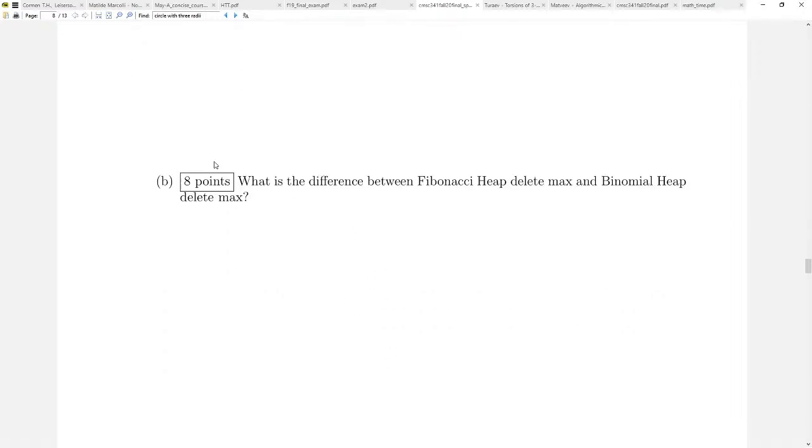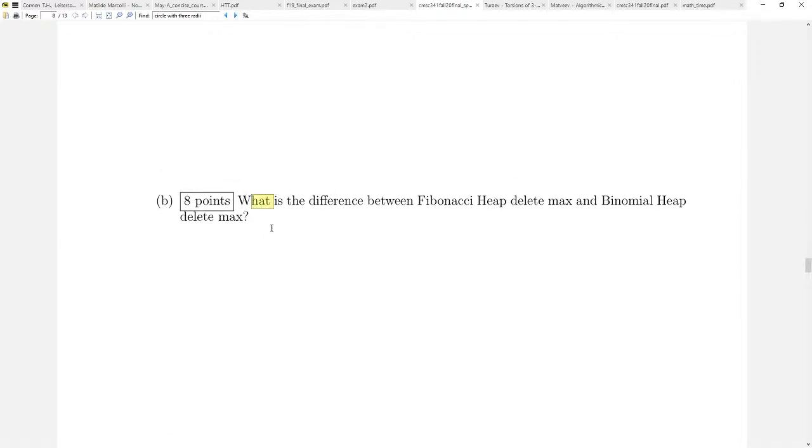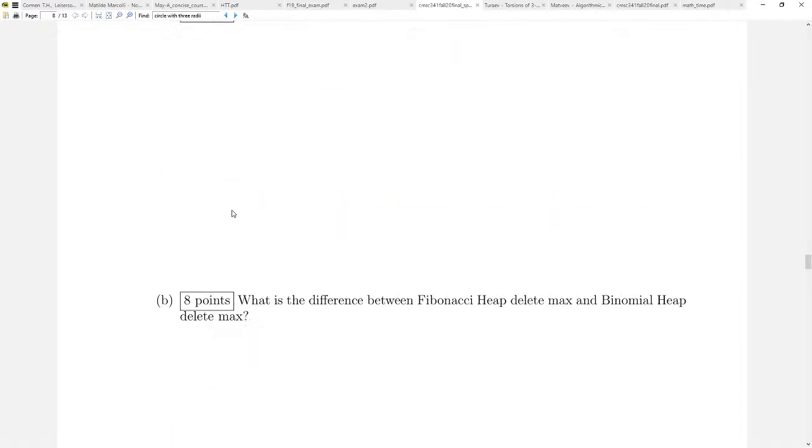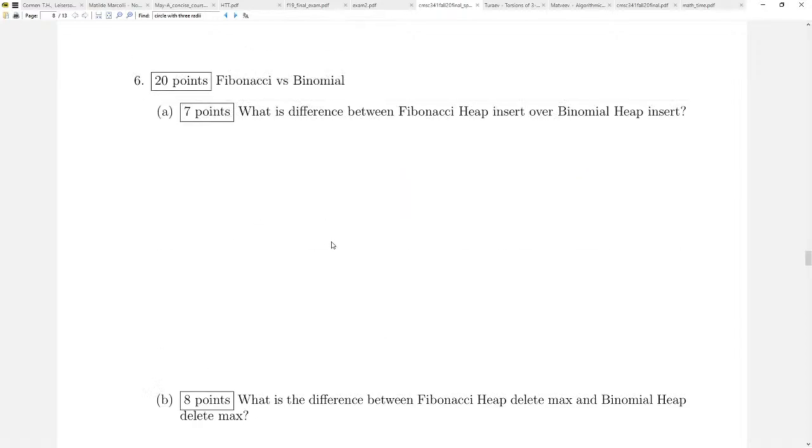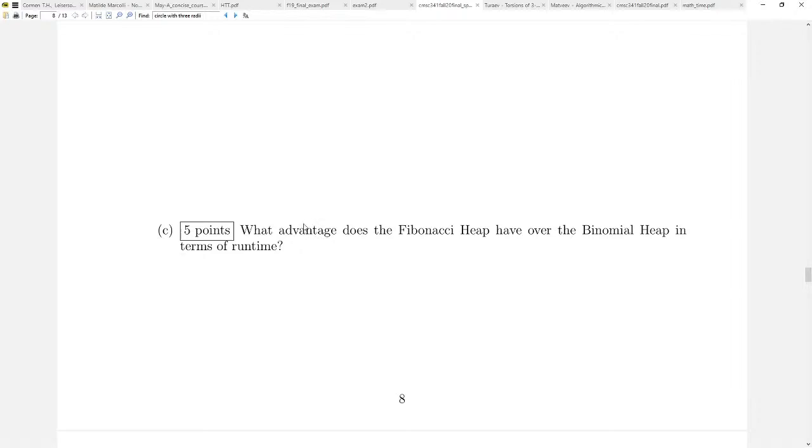right down here. So basically, I want you to review the lecture, read a little bit about Fibonacci heaps, and just remind yourself what the difference is between the Fibonacci heap delete max and binomial heap delete max. I'm not going to tell you too much more about that. I feel like you can look that up.